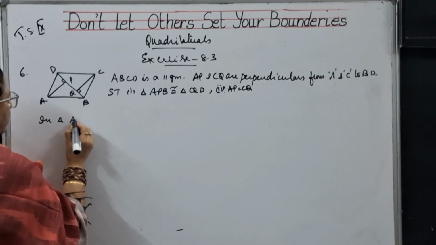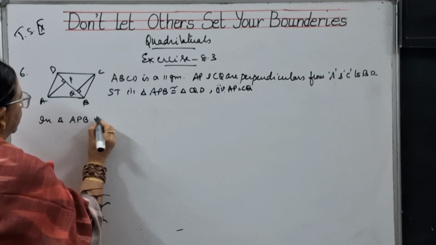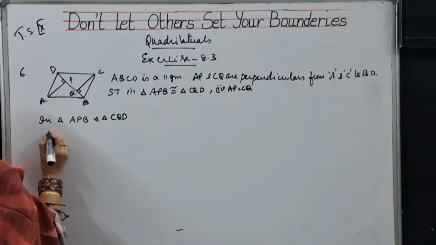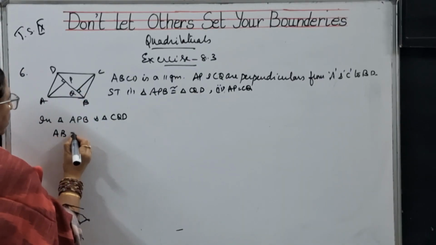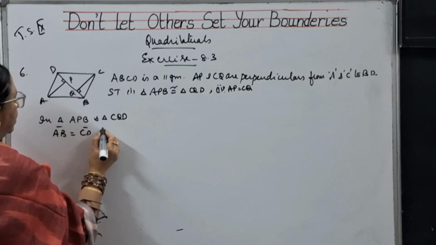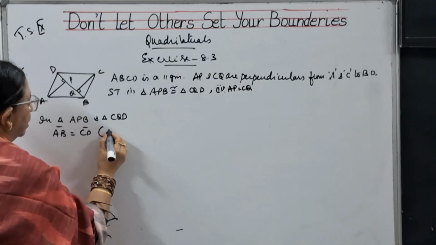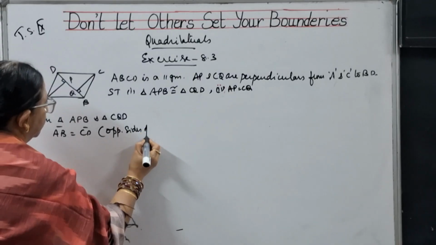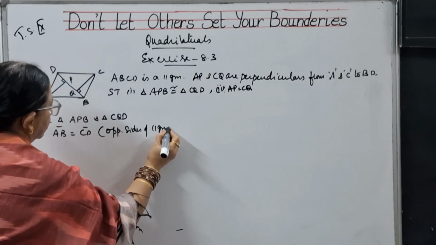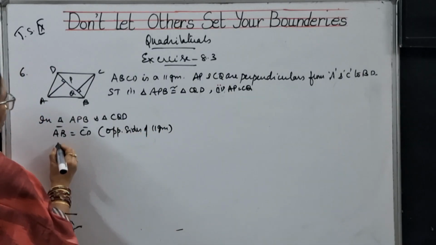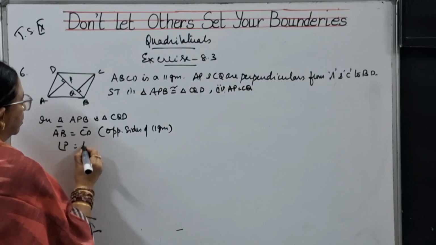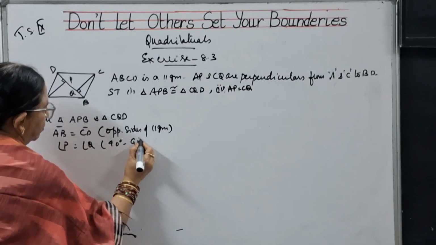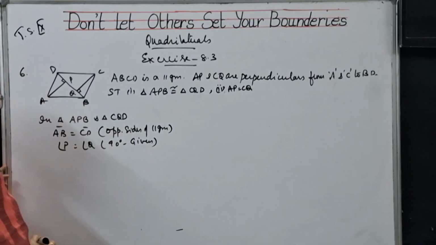In triangle APB and triangle CQD, in these two triangles, AB is equal to CD. Why? Because they are the opposite sides of a parallelogram. So they are equal. And angle P is equal to angle Q. They are 90 degrees, given to us.